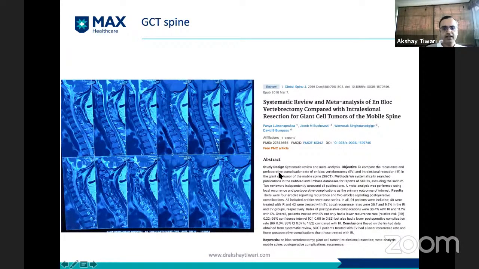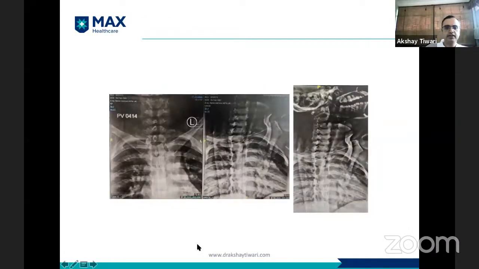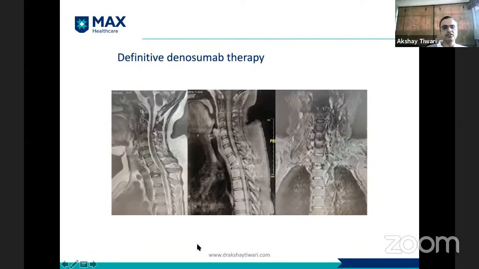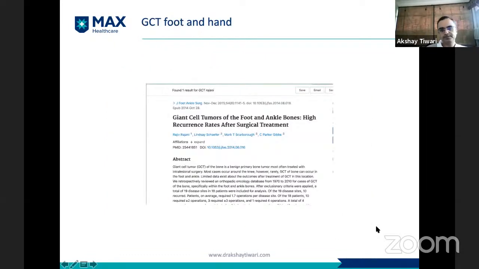Similarly, for GCT of spine, en bloc resection is now being favored much more than curettage, because we all know, given the location and the type of lesions that the spine has, curettage will have much higher rates of local recurrence. So an en bloc resection in vertebrectomy is being proposed as a favored treatment. But you'll have a one-off patient like this who chose to have definitive denosumab therapy. She has been on denosumab treatment for almost a year and doing quite well, although the MR suggests that there is a significant collapse of the T1 vertebra, but the patient is fine and has refused surgery.